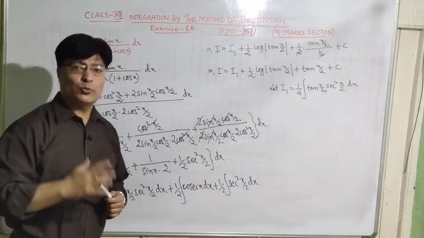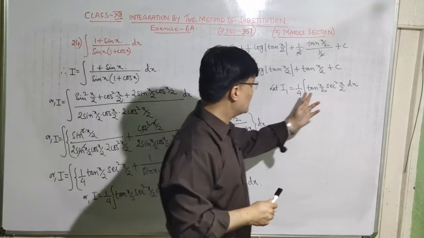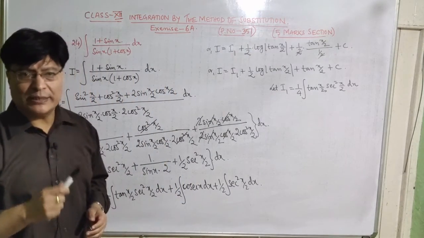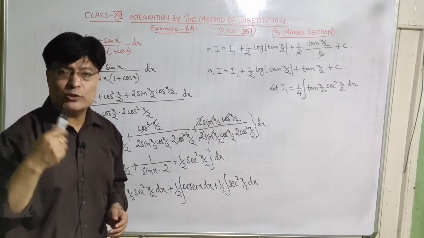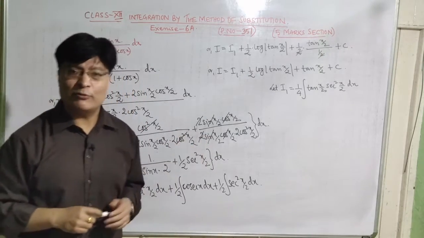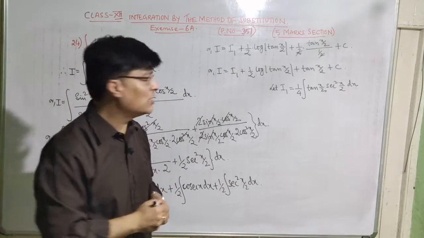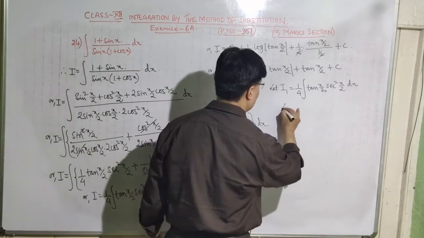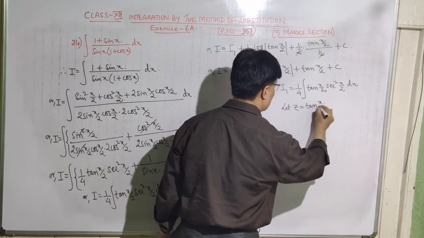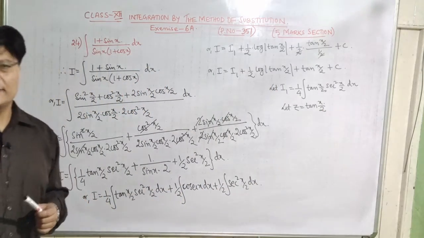Now in this case we can do the method of substitution, because what is the relation between tan x by 2 and sec square x by 2? Differentiation of tan x by 2 is sec square x by 2 into half. We can manipulate that constant half. But we are getting the differentiation of tan x by 2 as sec square x by 2, isn't it? So let us assume let z is equal to tan x by 2. So I think you have understood it.